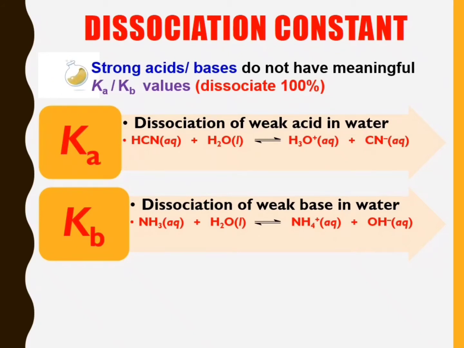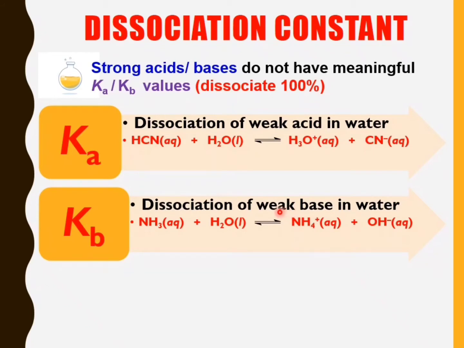Okay, so Ka, Kb, strong acid and strong base do not have meaningful Ka and Kb value. Why? Because strong acid and strong base dissociate 100%. So macam mana nak kira Ka, Kb? Dia dah dissociate completely. So dissociation constant here only for weak acid and weak base. Okay, only for weak acid and weak base.